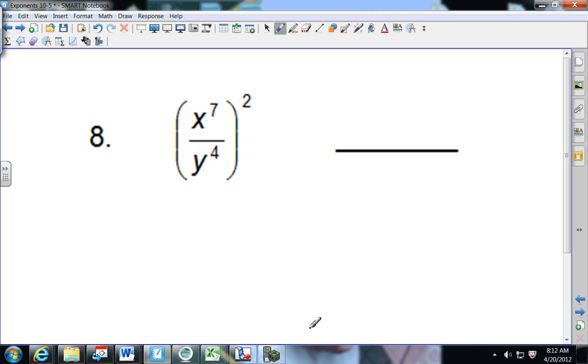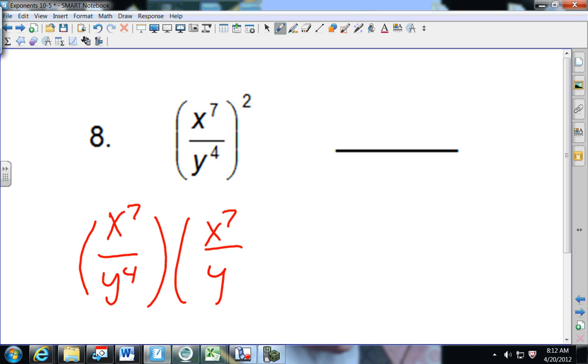Number 8. Well, first off, here's what the mistake is. A lot of people go and they try and subtract these two. Why can you not subtract these exponents? They're in parentheses. That doesn't mean anything. It's x and y. They don't have the same bases. They have to stay separate. This is like saying x to the 7th, y to the 4th, and writing it 2 times. So your answer is supposed to be x to the 14th, y to the 8th. You cannot put these together because that's an x and that's a y. They have to stay separate.